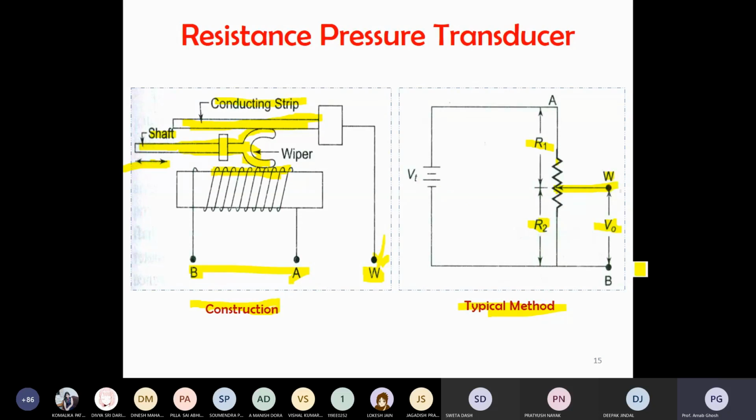As your weight increases, that slider moves from upward to downward, and that may cause voltage generation over here. So the output voltage will be different. Okay, I think you are able to understand the concept.